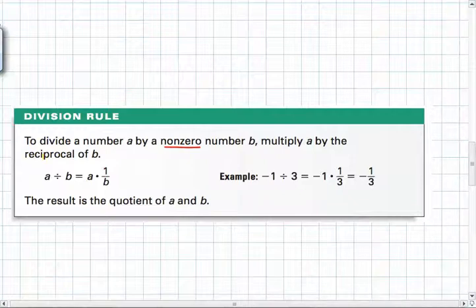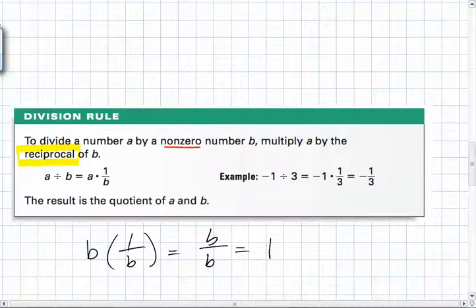To understand what this statement means, we really need to understand completely what it means for something to be the reciprocal of b. Simply put, the reciprocal of b is the number you multiply b by to get 1. So that's actually going to be 1 over b, because b times 1 over b is going to equal b over b, which is equal to 1.